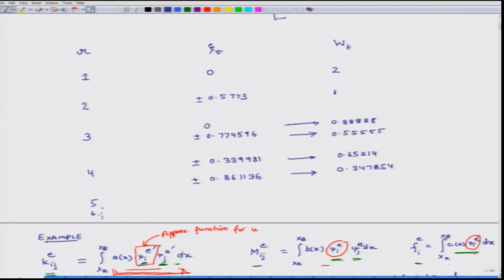So, in this table, if I have to use 3 quadrature points, then the coordinates of those zetas correspond to this line. So, the first quadrature point will be 0. So, zeta will be 0. So, I have to evaluate this function f hat at zeta equals 0. I have to evaluate it at zeta is equal to plus 0.774596 and I have to evaluate it at minus 0.774596. These are the 3 places where I have to evaluate the f hat function.